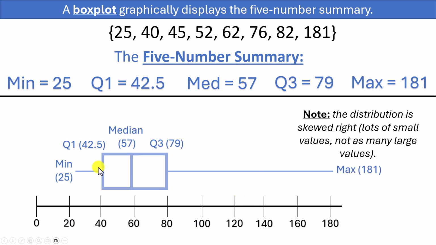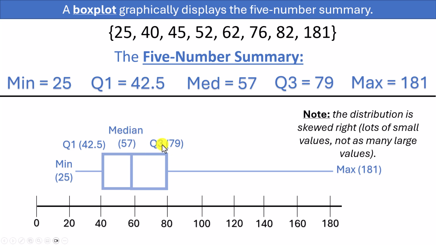Now, a couple other things to mention here. Between each of the components of this graph is 25% of the data. So between the minimum and Q1, there should be 25% of the values in your distribution. Between Q1 and the median is also another 25%.